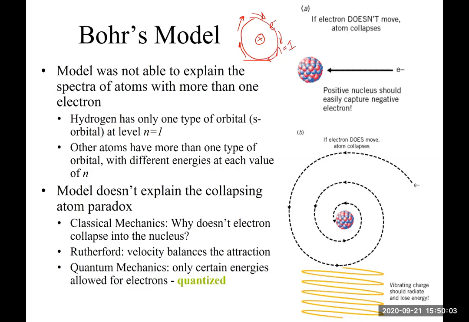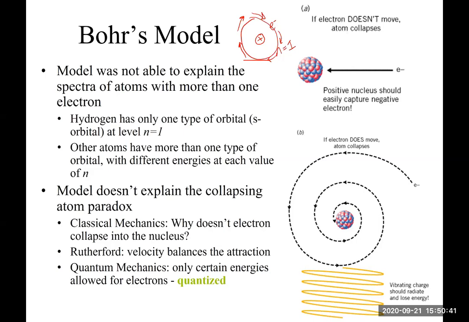So if we had more than one electron, say we had a structure that had 3 electrons or 4 electrons or 10 electrons or 20, Bohr's model didn't fit with that. It wasn't explaining anything other than a single electron at n equals 1. Other atoms have more than one type of orbital, and they have different energies that are associated with different values of n. So if you had n equals 2, that's a higher energy level than n equals 1. N equals 3 is a higher energy level than n equals 2, and so on. So the model fell short of explaining anything except for hydrogen and its one electron.